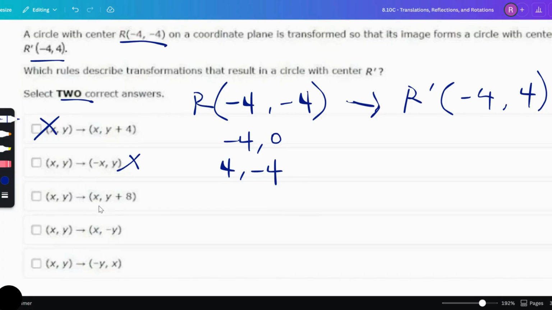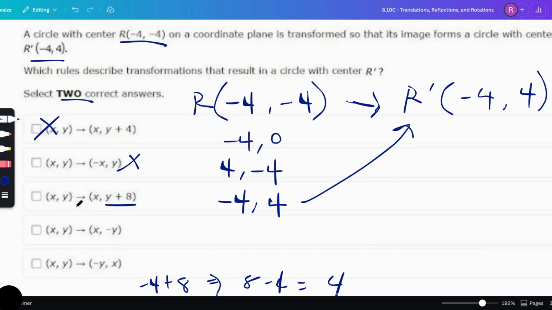Let's try the third one. It says x comma y plus 8, so we maintain x, -4 comma y plus 8. -4 plus 8 will be 4. Sorry, -4 plus 8 is the same thing as 8 minus 4, and that's 4. So this gives -4 comma 4, which is R prime. So this is one correct option.